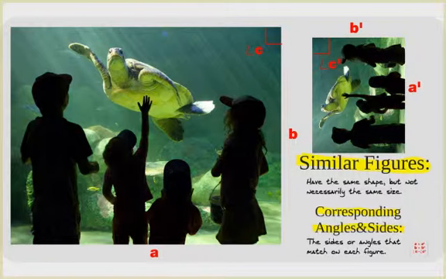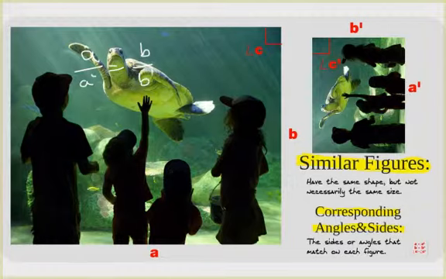So if we're going to write an equation real quick about this, what we would do is we would put A on top, A prime on bottom, equals B over B prime. So that is our proportion that we can use to set up.